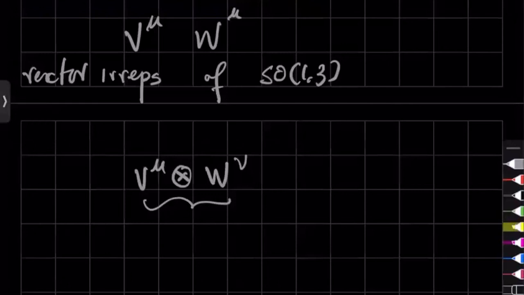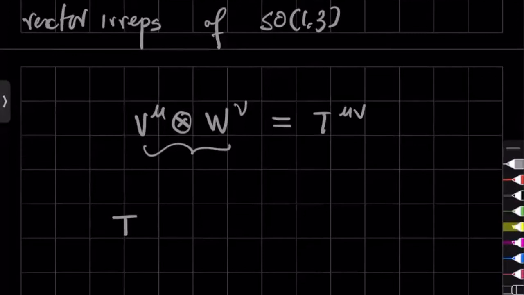It's as easy as that. So essentially, the result of this would be an object with two indices, where the mu nu component would be simply the mu component of this guy and the nu component of this guy. Okay, this is as simple as that. So this is multiplication component-wise.